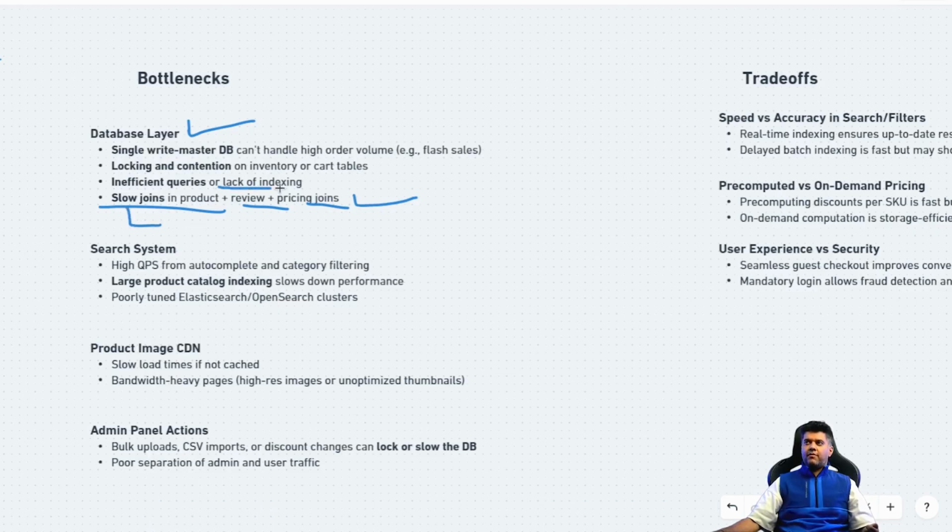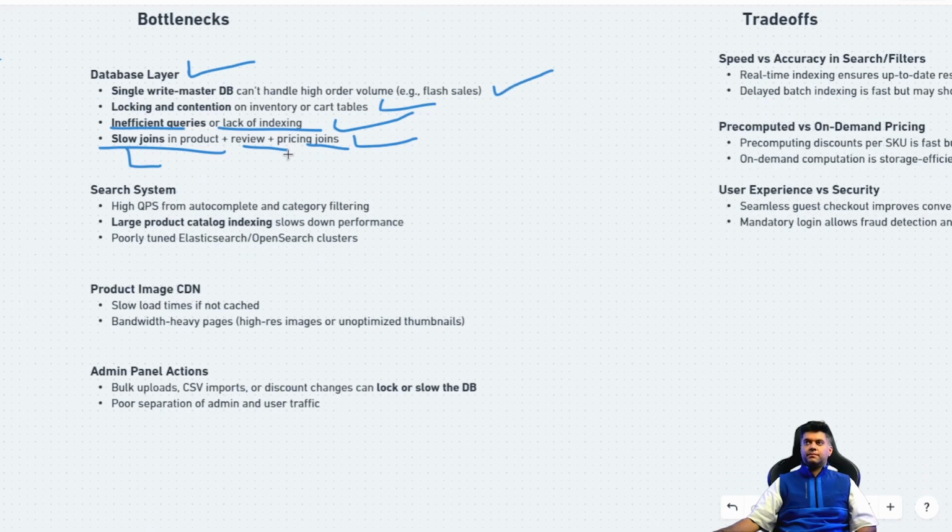And a lack of indexing will lead to inefficient queries, right? At scale, if you don't have indexing done, it's going to lead to a lot of problems. You have blocking and contention on inventory or cart tables. People are adding something to the cart, and before they check out, what to do with the inventory? Should you reduce the inventory or not? That's a whole problem, right? And a single write master DB can't handle high order volume. If you have flash sales and suddenly there are 10 million new orders, it's difficult to handle that with only a single write master DB.